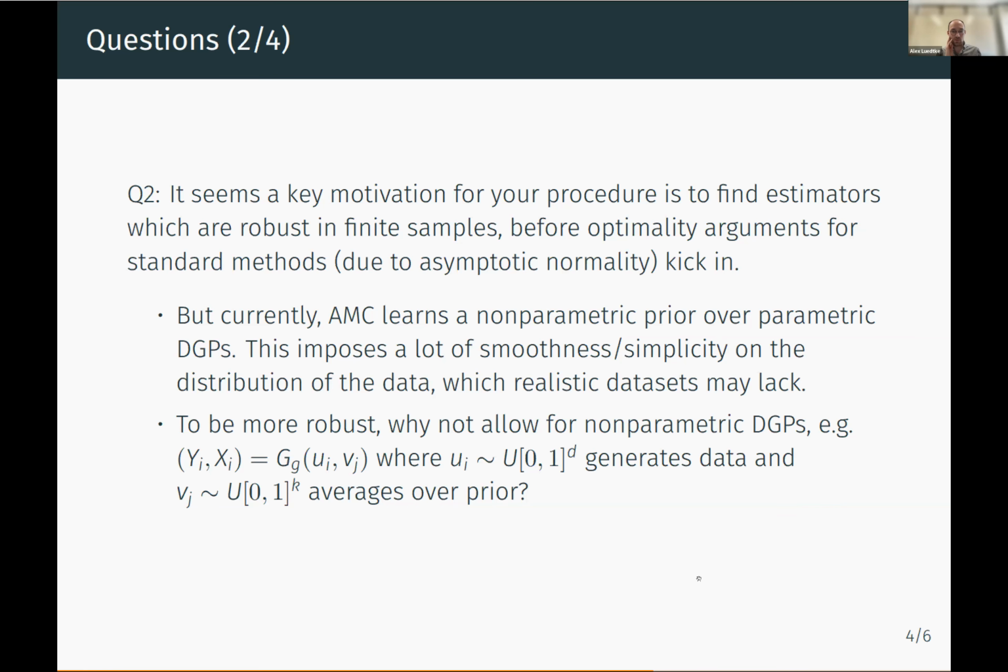But you're right, I think doing things more non-parametrically would be interesting. In the paper we did work with Gaussian processes. That was one of the examples we gave as well. But certainly it's interesting to look at other parameterizations of the prior.